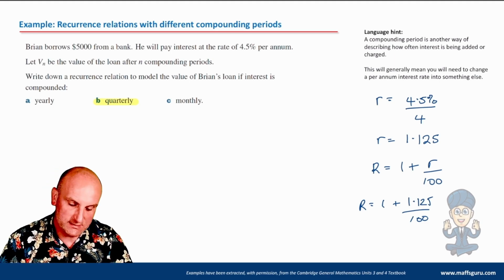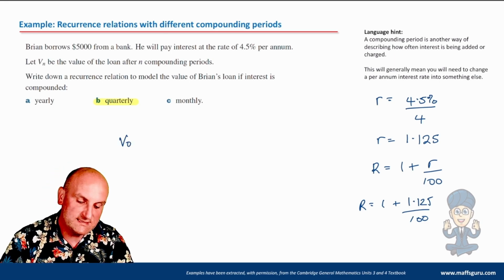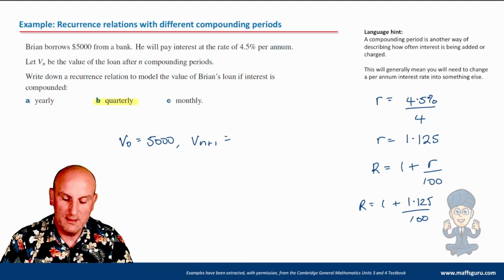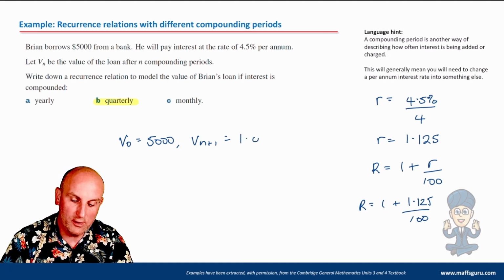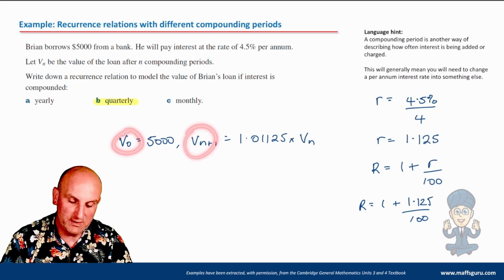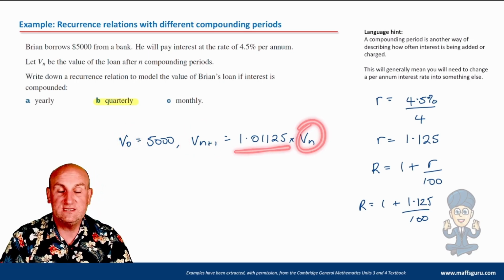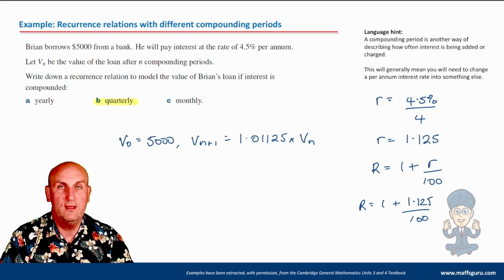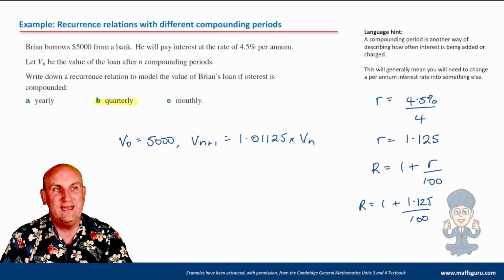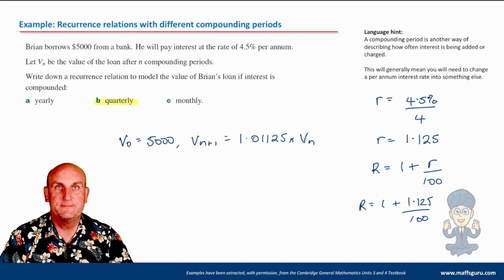So my V0 is going to be 5,000. V of n plus 1, because remember this is a recurrence relationship, and my multiplier came out as 1.01125 times V of n. Again, recurrence relationships always start with V0, have V of n plus 1 and V of n, and in this situation, because I'm compounding, my R value is not 1. It's going to be bigger than 1 because we're adding on the interest.